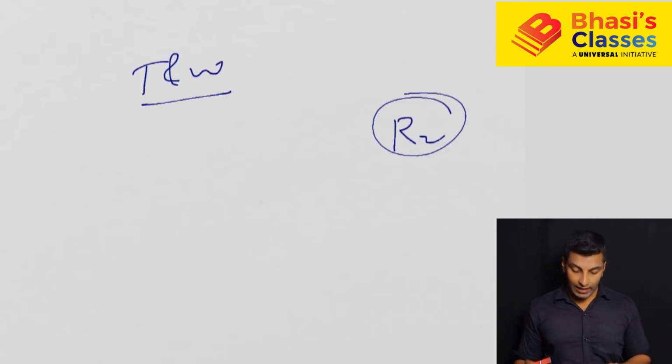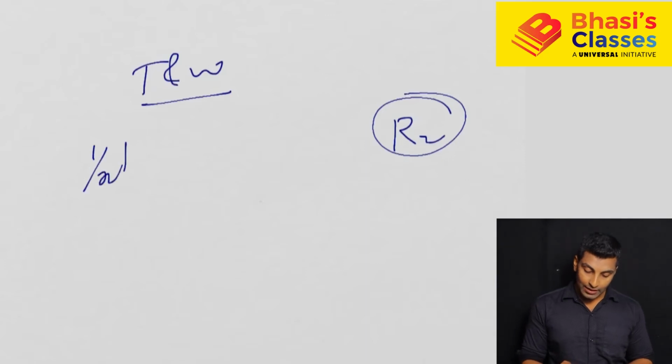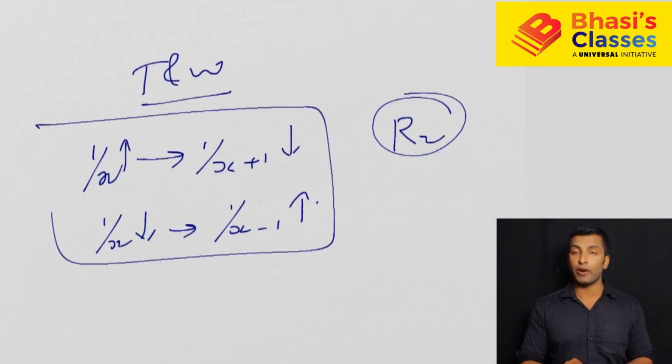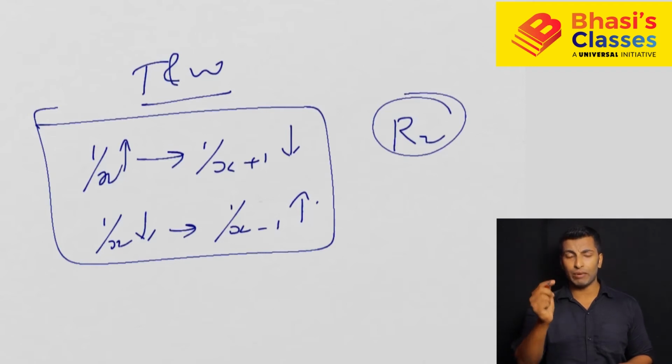We have seen that 1 by x increase in one aspect will lead to 1 by x plus 1 decrease in the other, and 1 by x decrease in one aspect will lead to 1 by x minus 1 increase in the other. That's the product constancy rule, right? We will come to that. So let me start with a specific question.